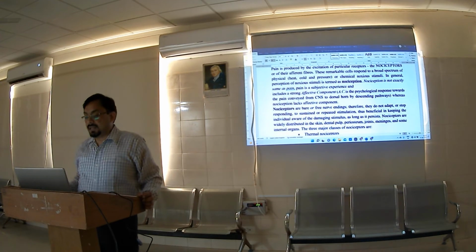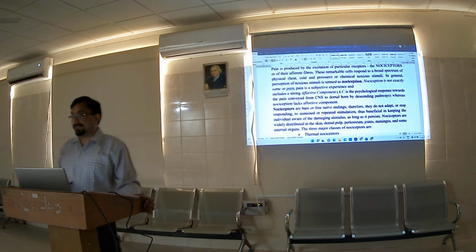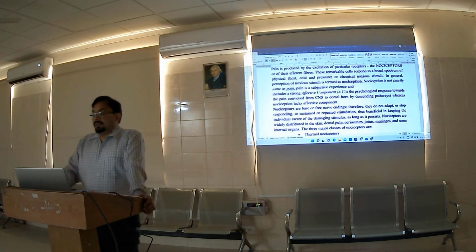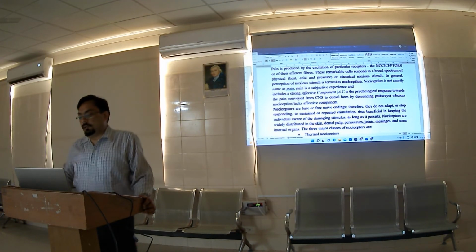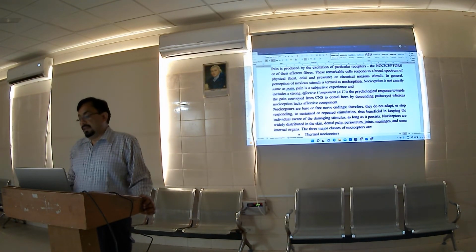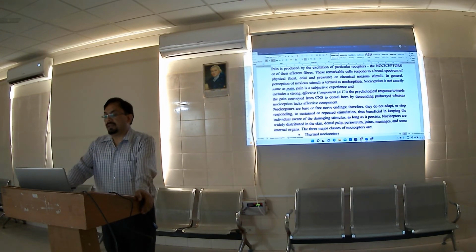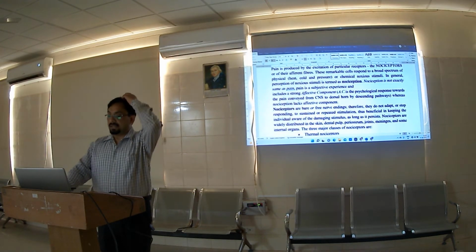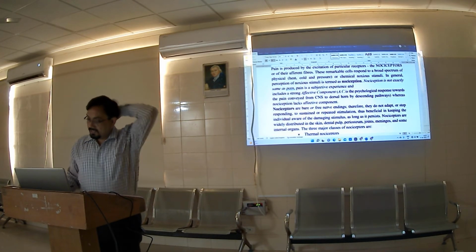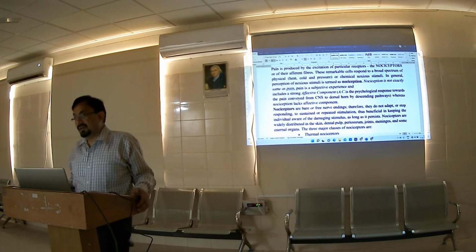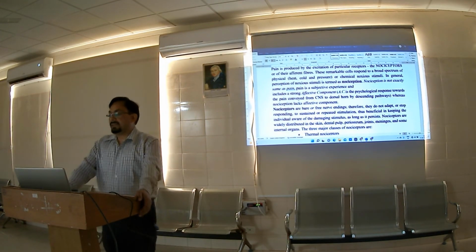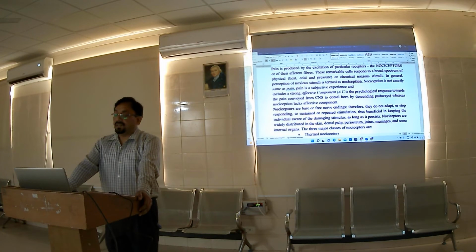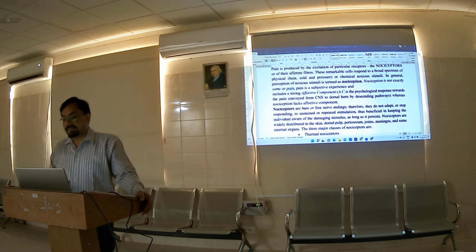So nociceptors are bare or free nerve endings. They do not adapt or stop responding to sustained or repeated stimulation, thus beneficial in keeping the individual aware of the damaging situations as long as it persists. Nociceptors are widely distributed in the skin, dental pulp, periosteum, joints, meninges, and some internal organs.